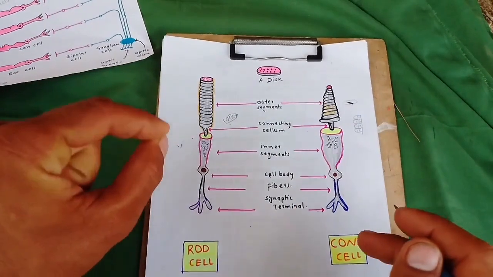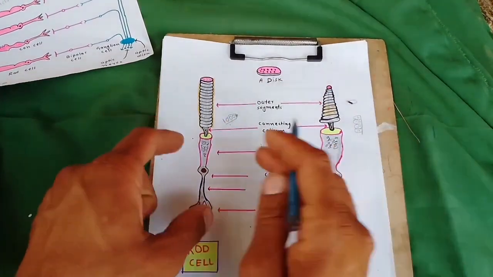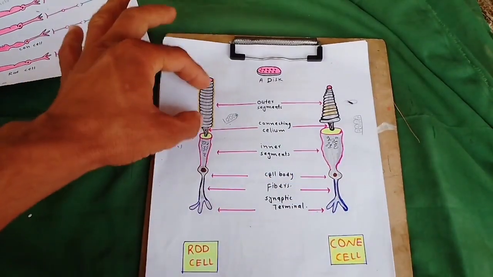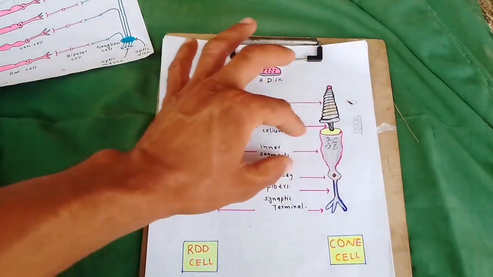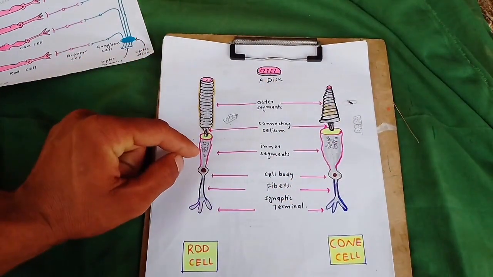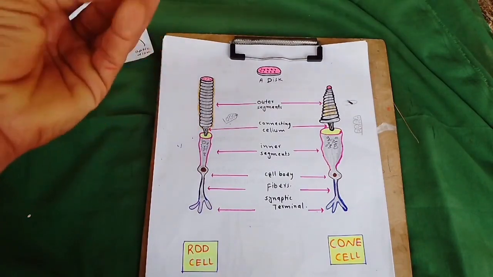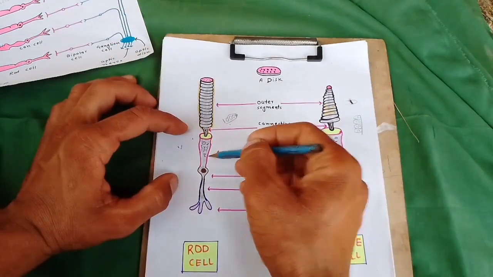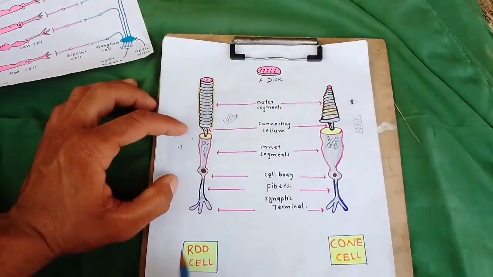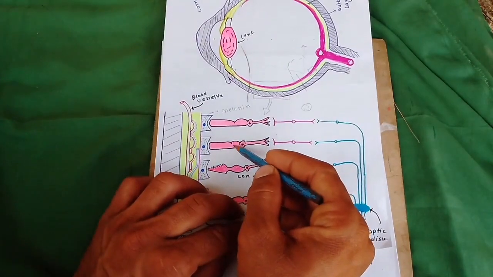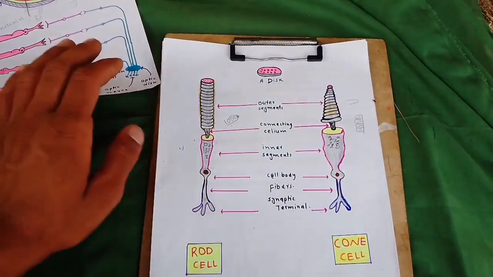Another part is the connecting cilium. The connecting cilium is the part of the rod and the cone cell which connects the outer segment with the inner segment. What is the inner segment? This is the actual part of the cell because it contains different types of organelles, a large number of mitochondria, ribosomes. So the organelles are present here. This is the actual cellular part of the inner segment.